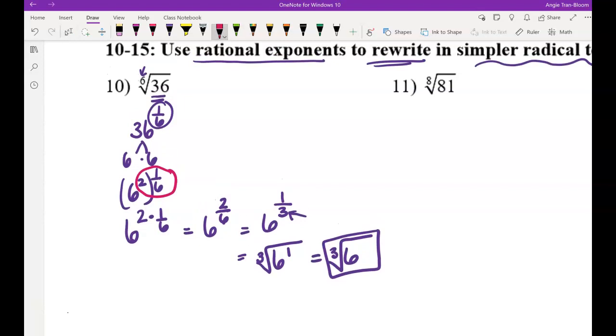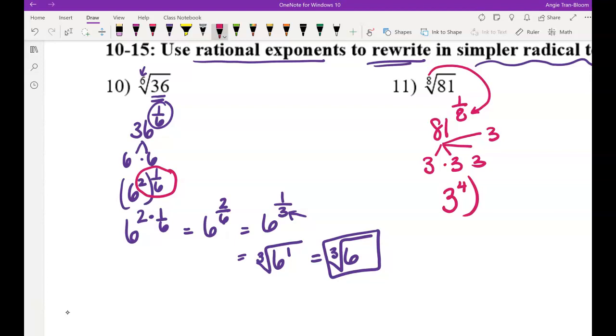Okay. Same thing with example 11. 81 to the 1/8 power. Remember, the index is your denominator. Break the 81 down to primes. Okay, well, I wouldn't say prime, I would say common base. So 81 is 9 times 9, which is really 3 times 3 times 3 times 3, 4 times. So that's really 3 to the fourth raised to power 1/8, guys.